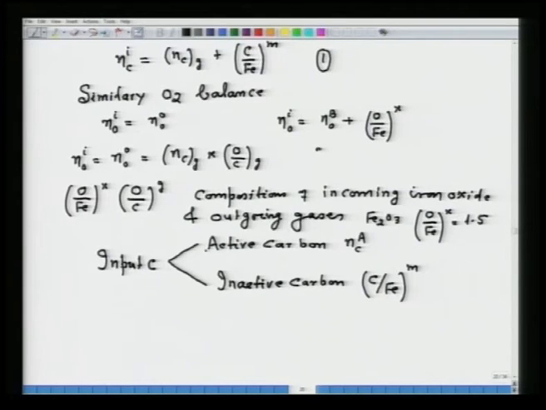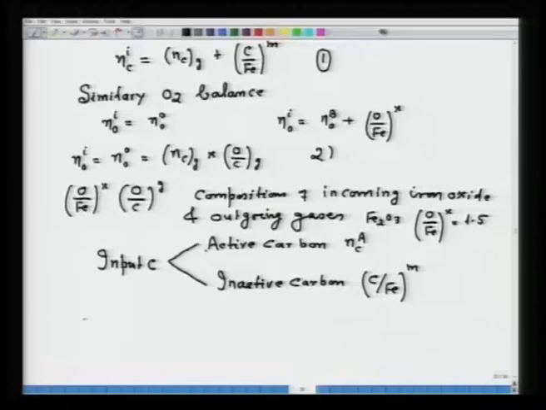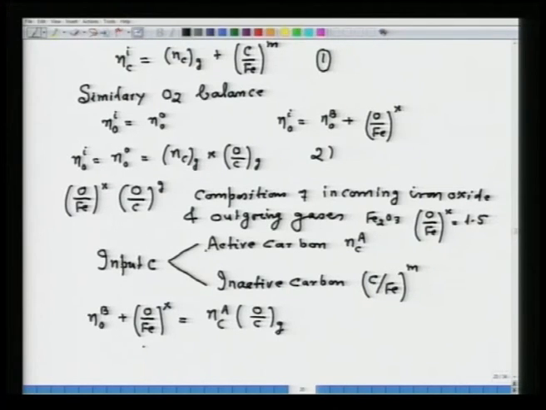So, if this is equation 2, then equation 2 can be slightly modified in terms of active carbon, because the carbon in the top gas will be that carbon which is reacted with the oxygen of the blast, or say oxygen of the iron oxide. Whatever carbon is dissolved in pig iron will not be available to the top gas. So, I can write this equation, NOB plus O by Fe x equal to NCA into O by CG.